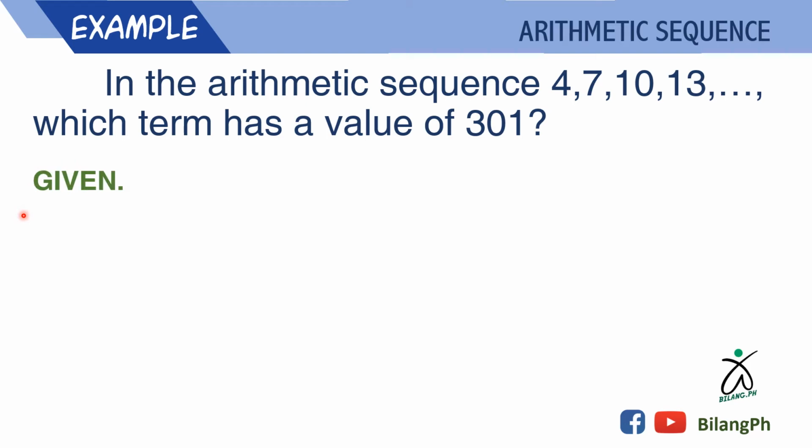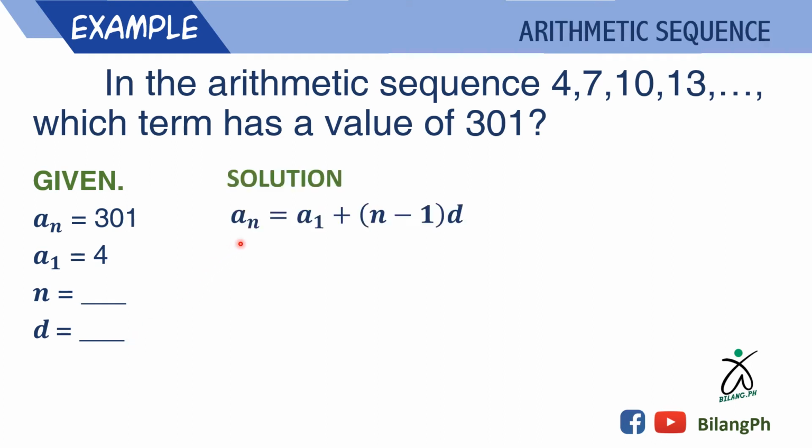So dito, i-identify natin yung given. Ang a sub n, since hindi natin alam kung pang ilan si 301, i-denote natin siya as a sub n. Ang first term or a sub 1 is equal to 4. N ang hinahanap, pero wala pa rin tayong common difference. Kung mapapansin nyo sa formula natin, meron ka ng a sub n, 301. Ang first term mo, 4. Wala ka pang n. Wala ka pa ring d. Hindi pwede na sa formula ay dalawa ang nawawala. Kailangan ma-identify mo muna yung isa sa kanila.